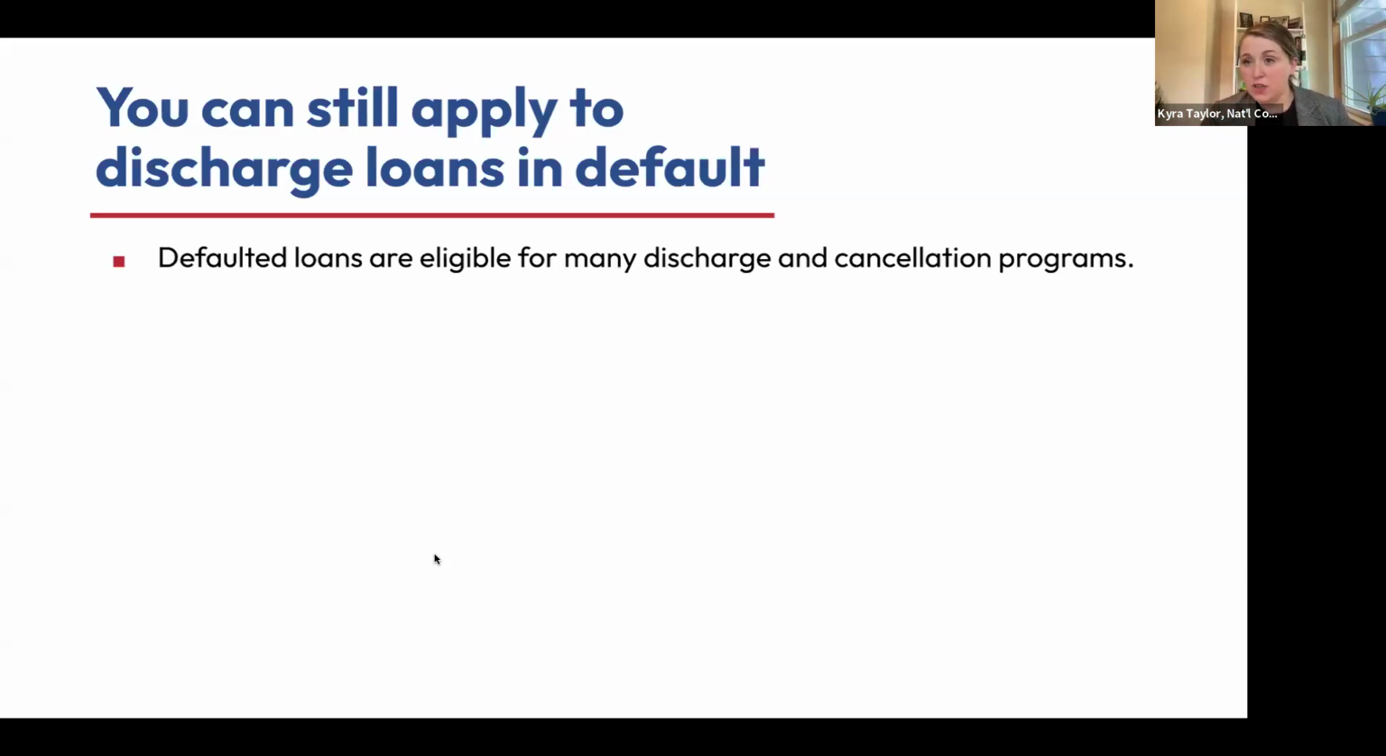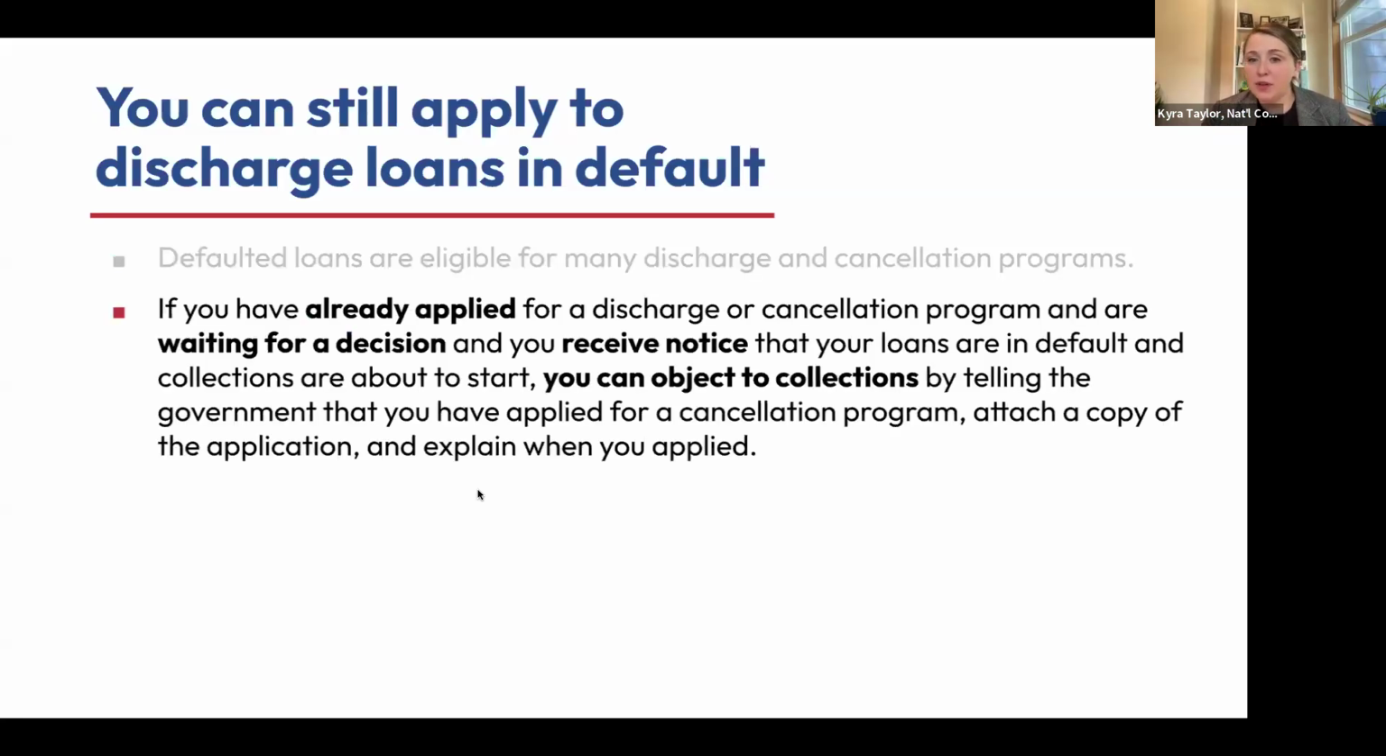Again, we went over the different discharge and cancellation programs during our training in June, and we will make sure that you have a link to that webinar as well. If you've already applied for a discharge or cancellation program and you're waiting for a decision, and while you're waiting you receive notice that your loans are in default and collections are about to start, you can object to the collections by telling the government in writing that you have applied for a cancellation program, and you should attach a copy of the application for relief and explain when you applied. So just tell them the date that you applied for relief.